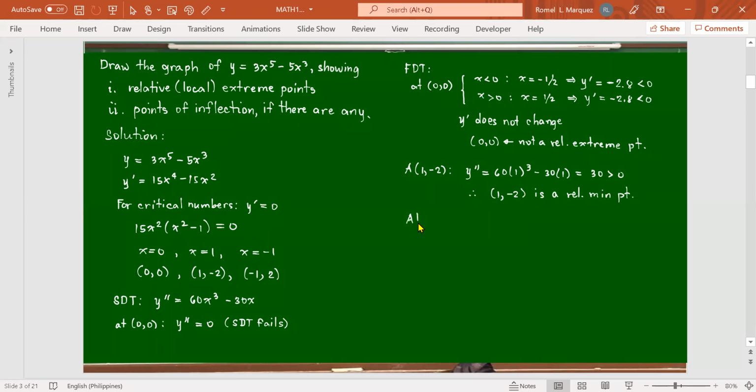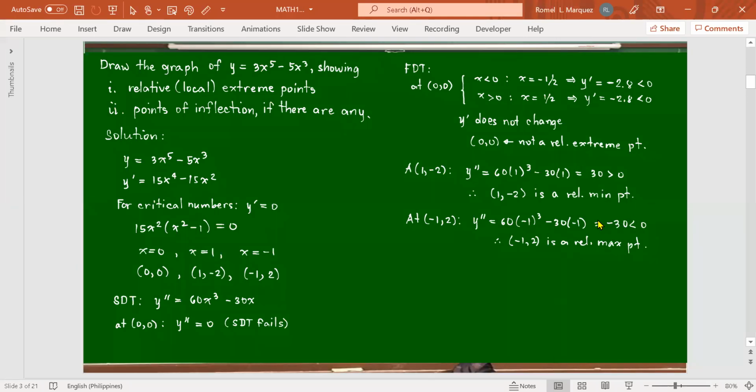What about at negative 1, positive 2? What is y double prime? 60 times negative 1 raised to 3 minus 30 times negative 1. So this is negative 30, less than 0. It means negative 1, positive 2 is a relative maximum point. Get it, guys? Children?